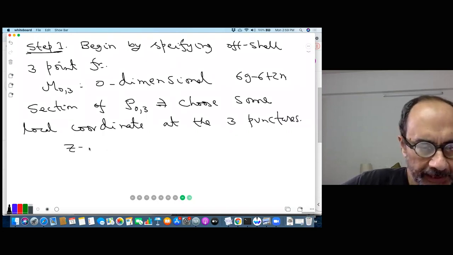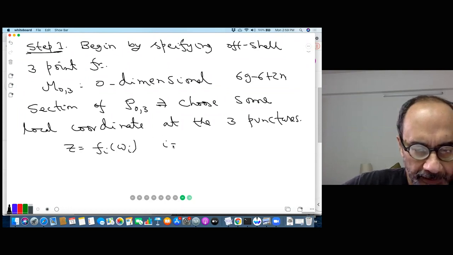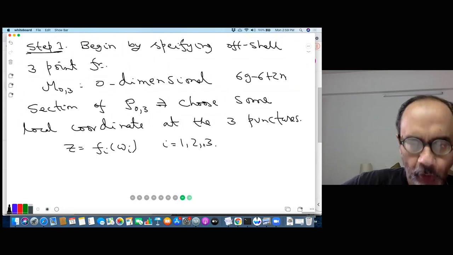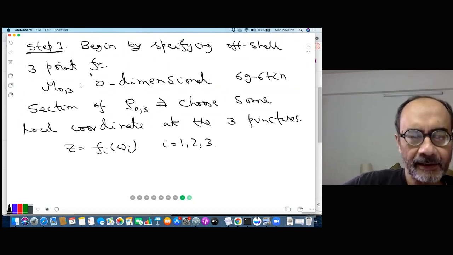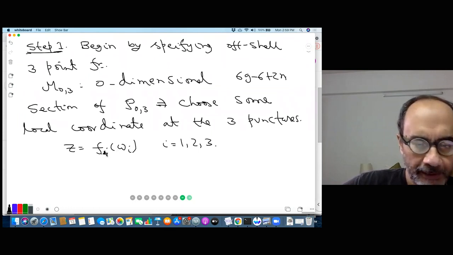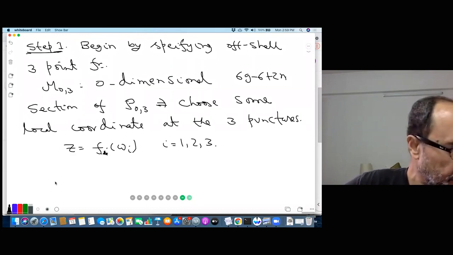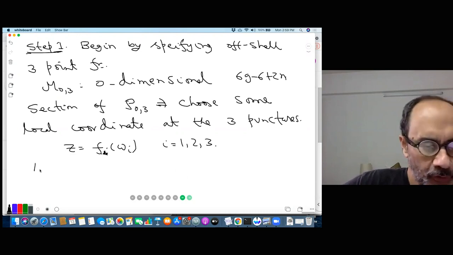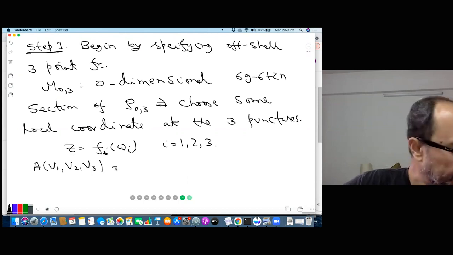Okay, so which I'll write as a_i equal to f_i of w_i for some functions, i equal to 1, 2, 3. So the choice of a 3-string vertex, or the section of P_{0,3}, basically means that we specify a set of 3 functions f_i of w_i. Then the amplitude, there's no integral involved. It's simple.